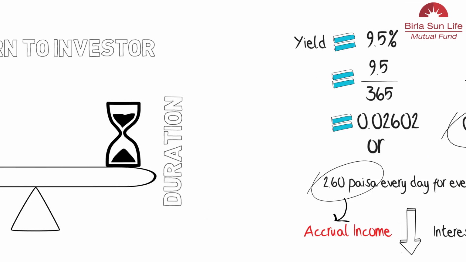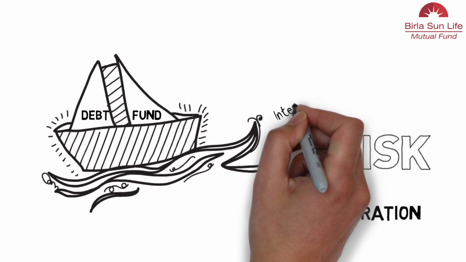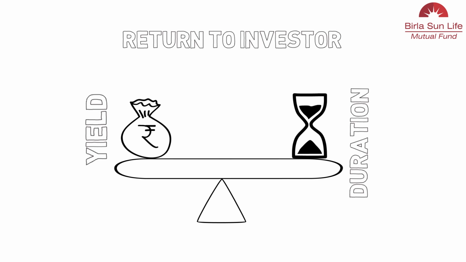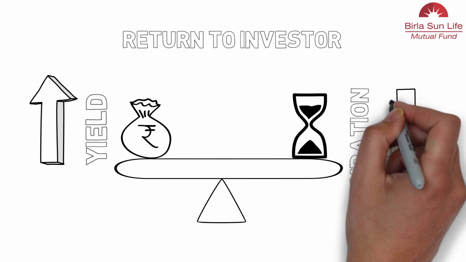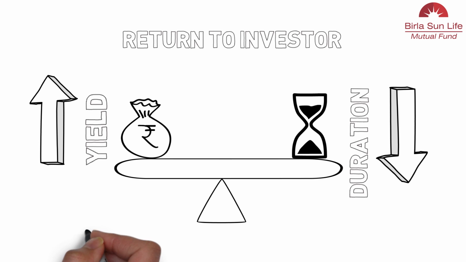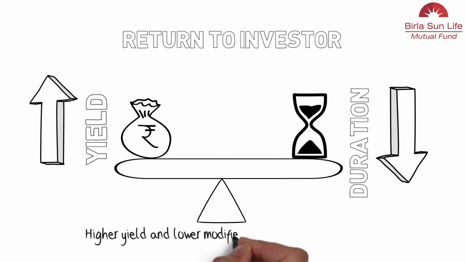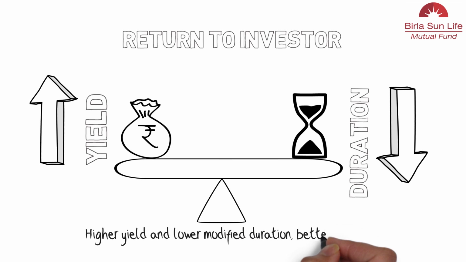Debt fund NAVs are affected when rate changes unexpectedly. The fund's ability to recover from a fall in NAV will depend on its accrual and modified duration. If rates are going up, funds with higher yield and lower modified duration will be a better choice.